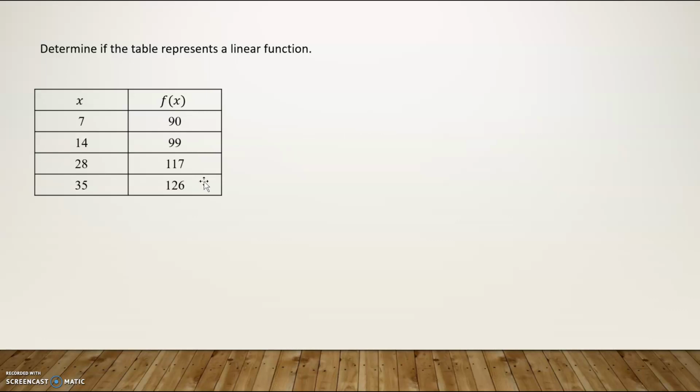Okay, let's look at this table. We go from 7 to 14. That is an increase of 7. From 14 to 28, that is an increase of 7. From 28 to 35, that is an increase of 7. Now let's look at the y values. From 90 to 99, that's an increase of 9.